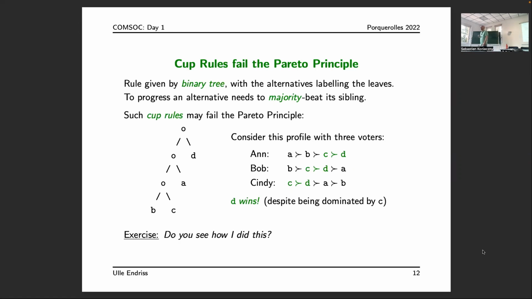The Pareto principle said, if there are 2 alternatives, X and Y, and everybody says X is better, Y should not win. Here everybody says C is better than D, but still D was winning. So this cup rule does not satisfy the Pareto principle. For the people who are already a bit comfortable with some of the ideas I've talked about, do you see the underlying reason for how I made this work in this example to get this very weird behavior? What's the underlying trick that I used there? How does it relate to anything that you've seen earlier today? How many people see it?